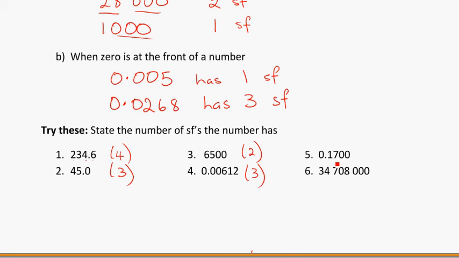Question 5. How many does that have? Now the 0 at the front isn't counted, but the zeros at the end are. And so we have 4 significant figures. 1, 2, 3, 4. And the last one, the zeros at the end aren't counted. That one is, because it's between two digits. 1, 2, 3, 4, 5 significant figures. So some of those 0 ones are a bit tricky. Anyway, have a go.